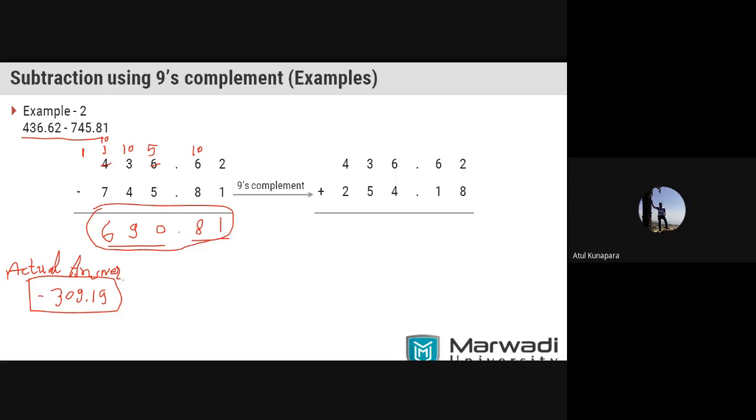That is 9 minus 7, so it is 2. 9 minus 4, it is 5. 9 minus 5, it is 4. Then 9 minus 8, it is 1, and 9 minus 1, it is 8. So this is what the number is, 254.18.